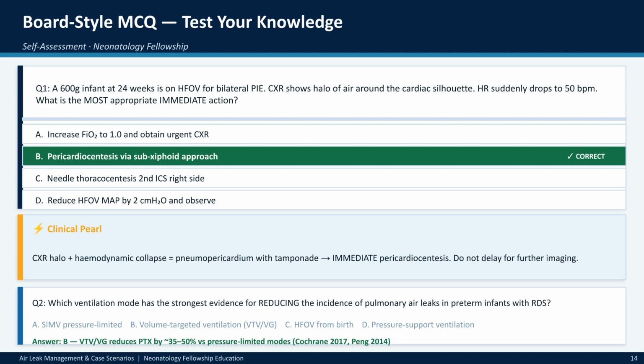Key learning points from Case 2 highlight that pneumopericardium is the rarest and most lethal air leak. PIE is a red flag for escalating air leaks, requiring a switch to HFOV with incremental MAP reduction. Additionally, high HFOV MAP worsens air leaks and must be carefully titrated. Prognosis communication is essential, and prevention is always better than treatment.